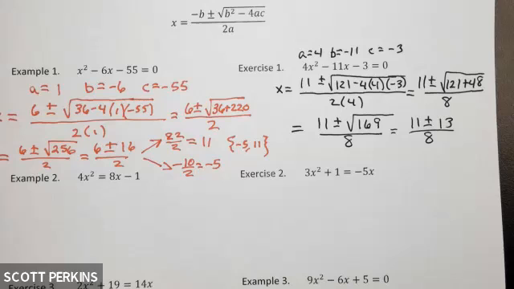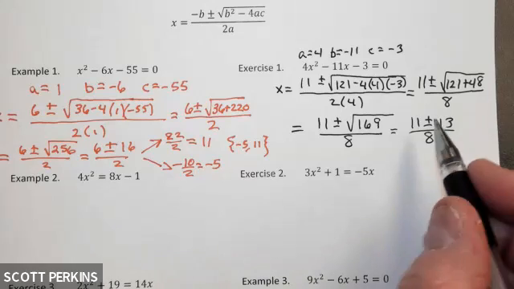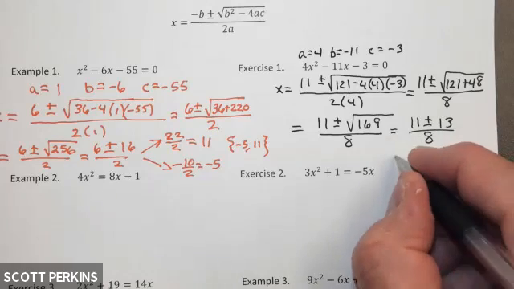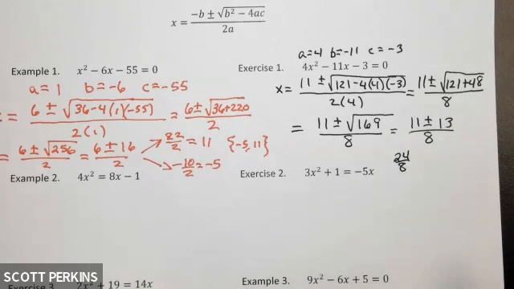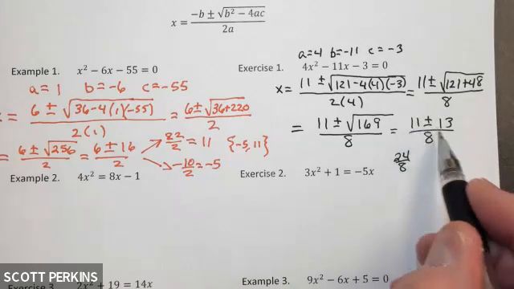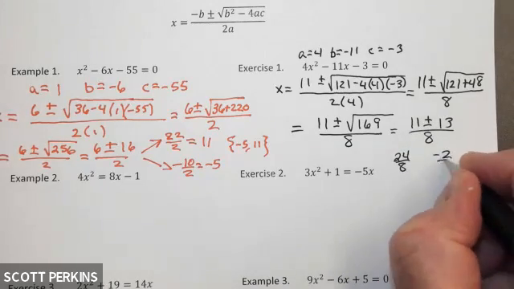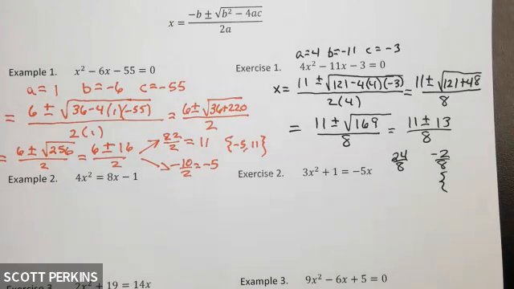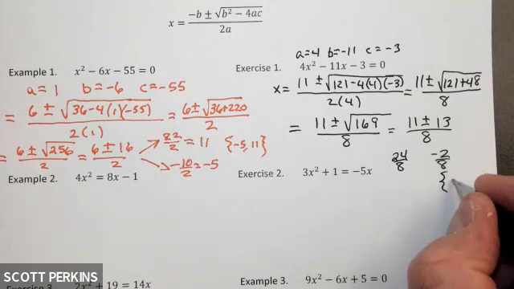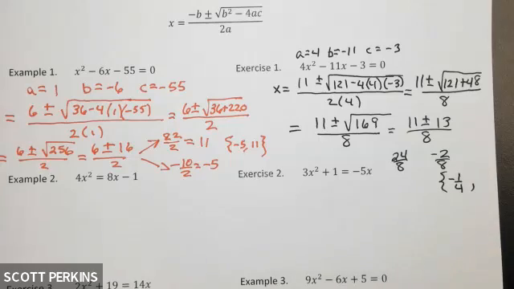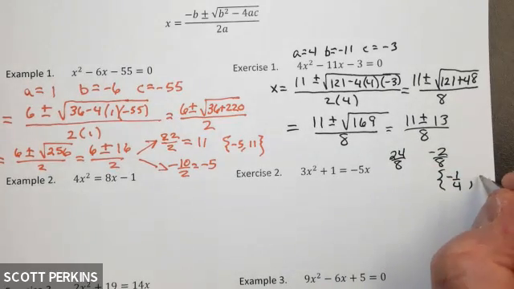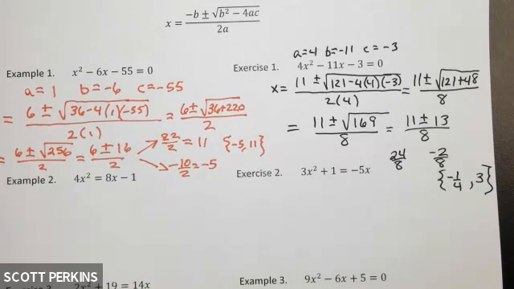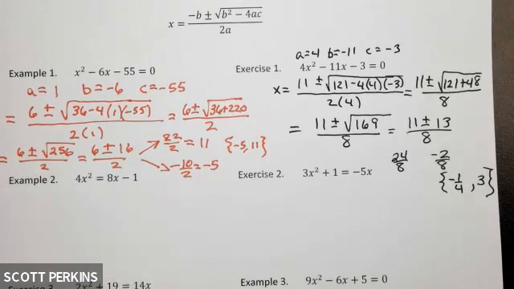So my first solution is what I get when I add the top. When I add the top, I get 11 plus 13 or 24 over 8. When I subtract the top, 11 minus 13 is negative 2 over 8. And when I reduce those fractions, I get my 2 solutions for my solution set. And so here's my squiggly. I'm going to do the negative one first. Negative 2 over 8 reduces to negative 1/4. 24 over 8 reduces to 3. And there we go. There's my 2 solutions to exercise 1.